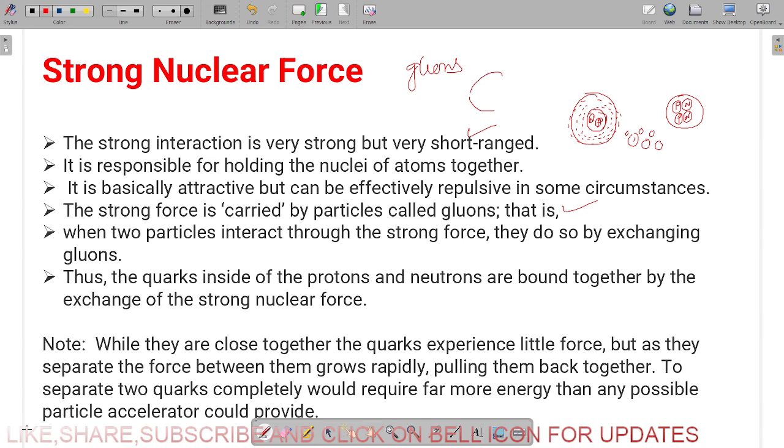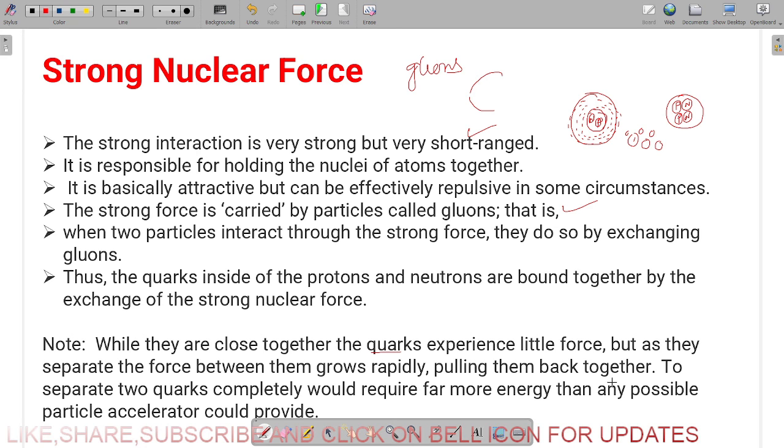Thus, quarks inside the protons and neutrons are bound together by the exchange of the strong nuclear force. That means protons and neutrons are held together by this exchange. While they are close together, the quarks experience little force, but as they separate, the force between them grows rapidly, pulling them back together. As they separate, the force between them increases and they pull each other and are held together.